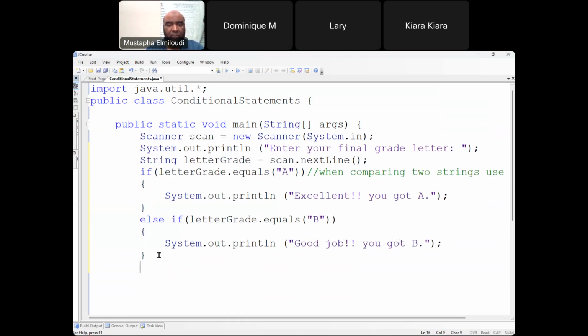Okay? Now, again, I'm not going to say else, because if I put else, then C and F will be in the same category. So I'm going to put else if F. And then you copy this again. And then I put if it is C.